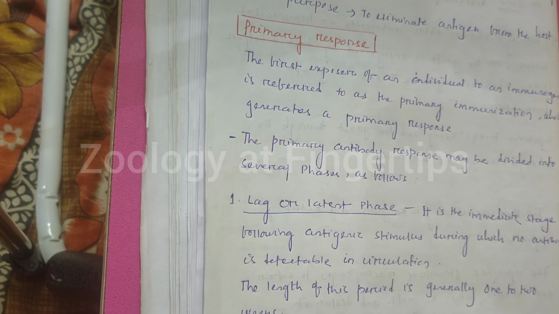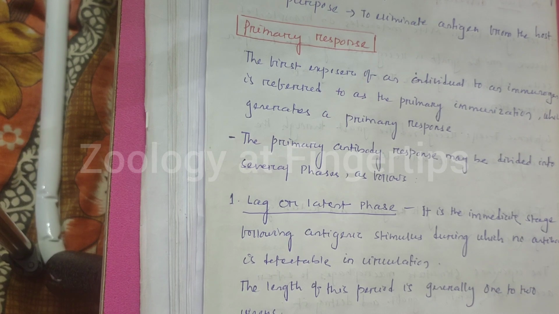It is the immediate stage following antigenic stimulus, during which no antibody circulating in the serum is detectable. There is no antibody detectable in the serum. The length of the period generally extends from 1 to 2 weeks. 1 to 2 weeks are required to make antibody after primary immunization.